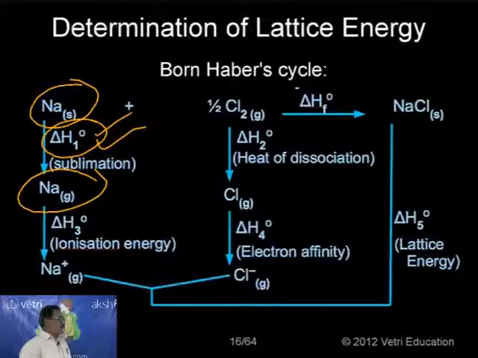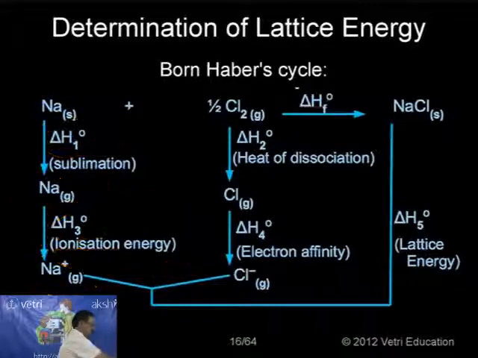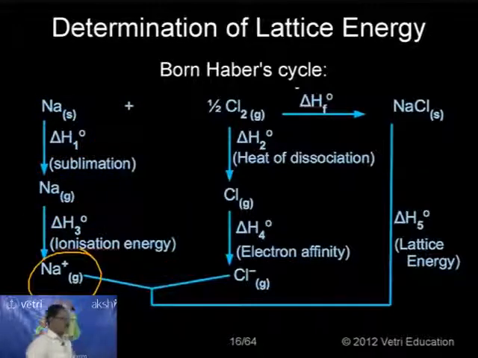Then after converting to sodium gas, the sodium gas will be converted into sodium ion, which is called ionization energy. I have already explained this under periodic properties. That is indicated by delta H3 dot. Ionization energy is the energy required to remove 1 electron from the outermost shell. So we are now getting sodium plus in the gaseous state. So solid sodium is converted into sodium gas, and sodium gas is converted into sodium ion in gas.